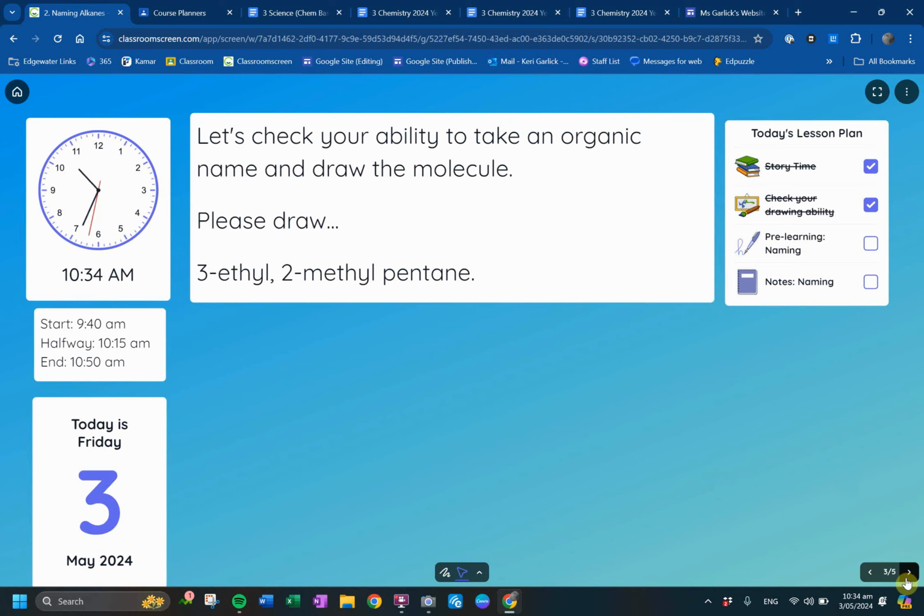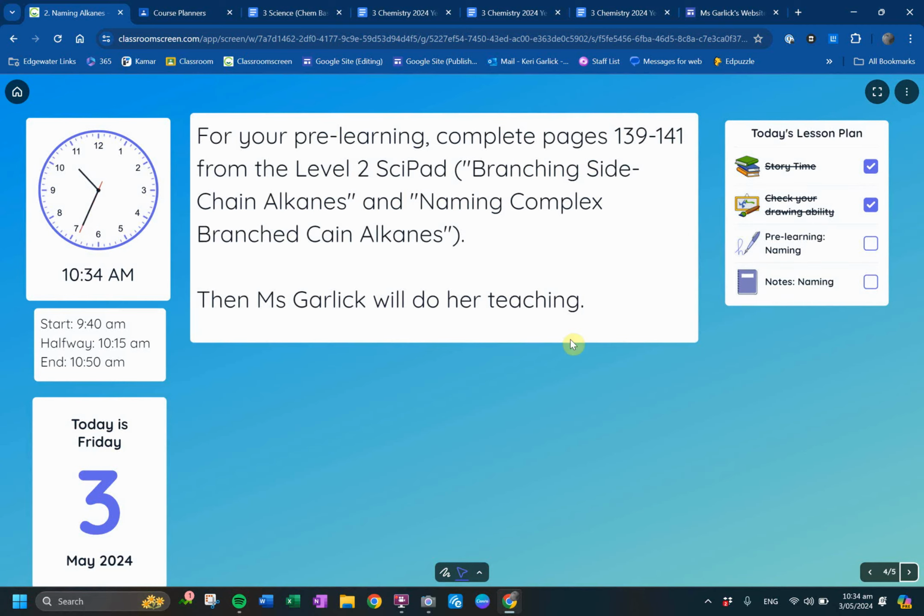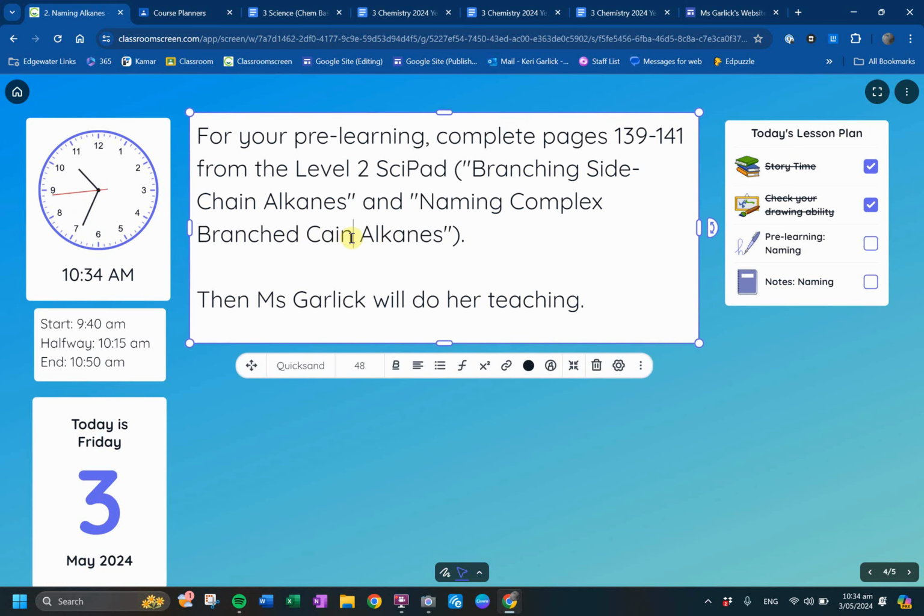Okay? So what I would like you guys to do is the level 2 SciPad pages on branching side chains of naming alkanes and the complex branch chain alkanes. I want you guys to do stuff from the level 2 book because you guys haven't done level 2 chemistry before. It's actually okay for you guys not to have done it before because I find in my experience that I basically have to reteach organic chemistry anyway. So to give you guys more time to process the level 2 stuff, I decided just to put it into level 3 program and you'll be fine. Okay, cool. Just pause that.